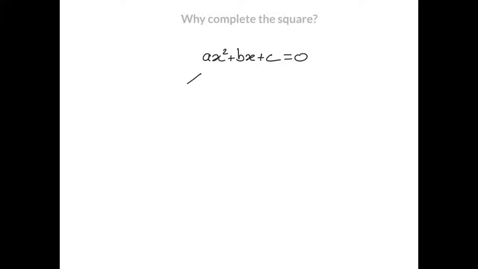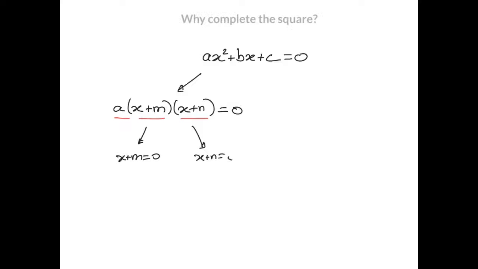One option has been explored in the videos on factorizing quadratics, and the point was to rewrite this quadratic as a product of three factors like this. The key is to say that if this product is zero, then either x plus m is zero, or x plus n is zero, meaning one of these two has to be zero. This one is obviously not zero. And this would help us solve the quadratic, because we end up with x being minus m or x being minus n. So that was one good option.